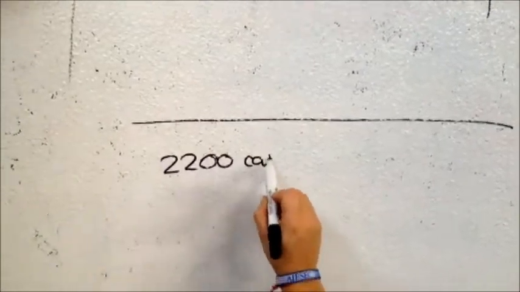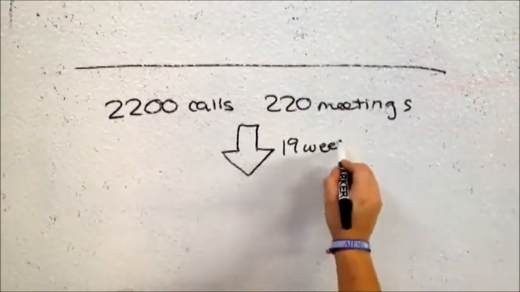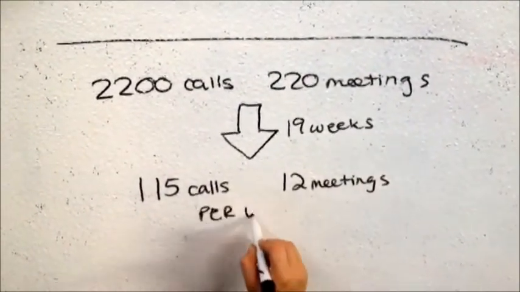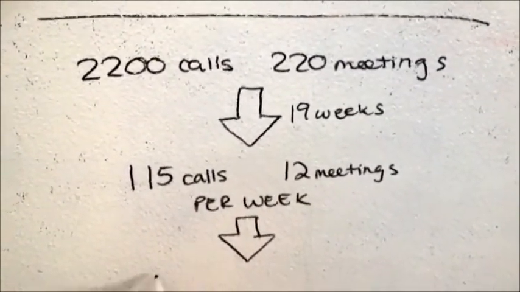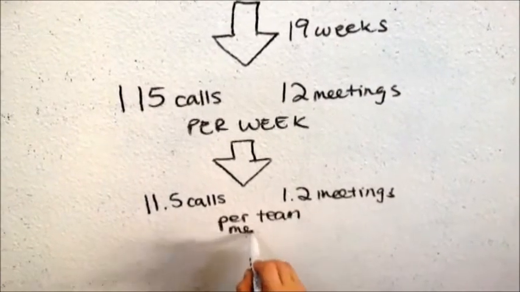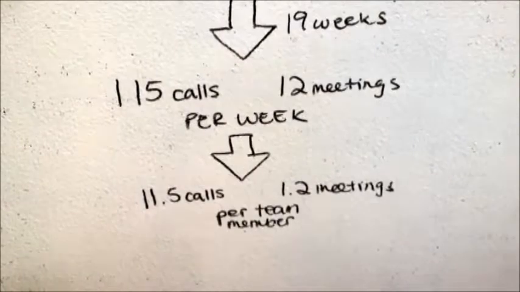Those numbers may seem a bit high, but that's why I have a team. If you take those total numbers and divide them by the 19 weeks I have, it means I have to make sure 115 calls and 12 meetings are done each week. If I had a 10-person team, it would mean only 11.5 calls and 1.2 meetings per person per week.